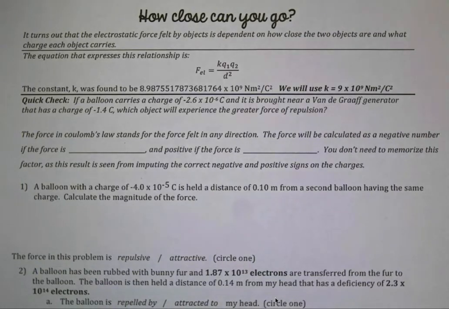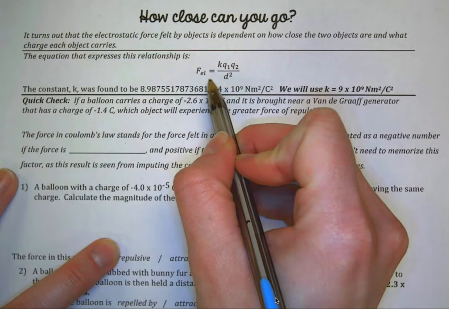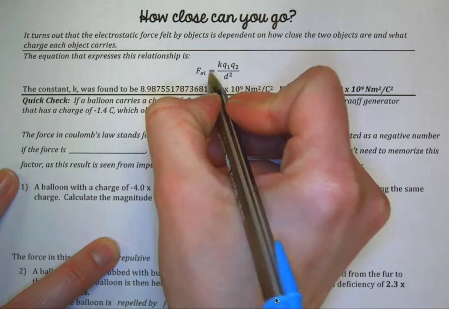Okay, there are a few things that we want to go over when we're talking about something called Coulomb's Law, and the title, How Close Can You Go? So it turns out that the electrostatic force felt by the objects is dependent upon how close the two objects are and what charge each object carries. The equation that we use for this is F_EL equals k Q1 times Q2 divided by d squared.